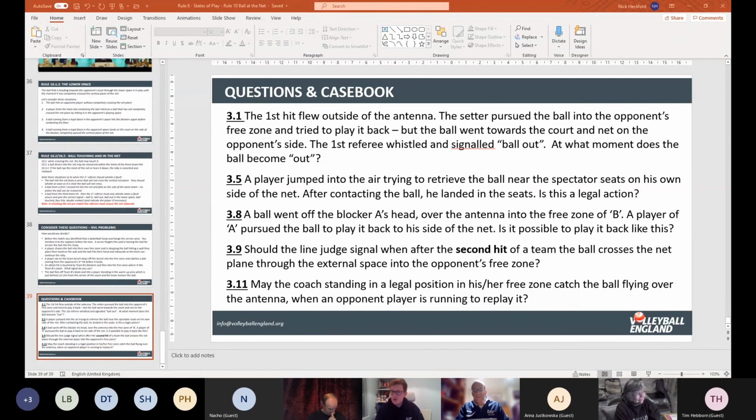But we did have a few during the session that we didn't manage to touch on, and then one via email. So right at the start, when you talked about pancaking, Nick, Nacho had asked, during a pancake, how does the second ref make a judgment on whether the first ref was in a position to see the contact of the ball with the floor?